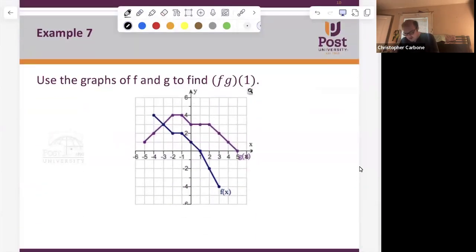Number 7, we want to use these graphs to find f times g of 1. So at 1, g here is 0, f is 3, so 3 times 0. Well, I should be consistent: 0 times 3, where 0 is for f, 3 is for g. This makes 0 for the product.